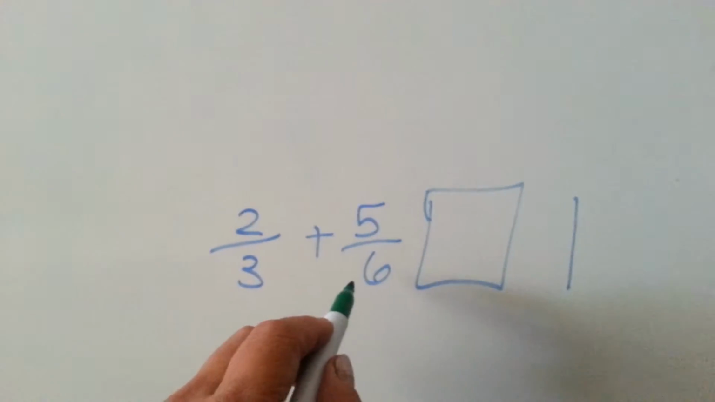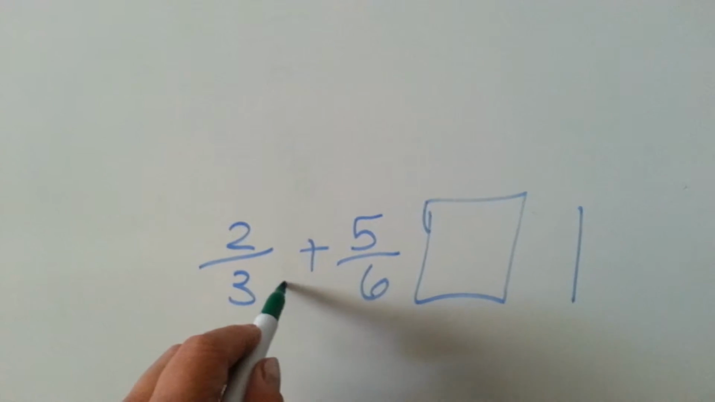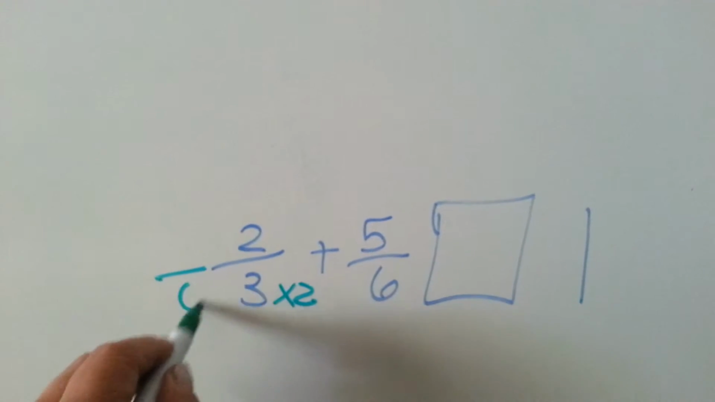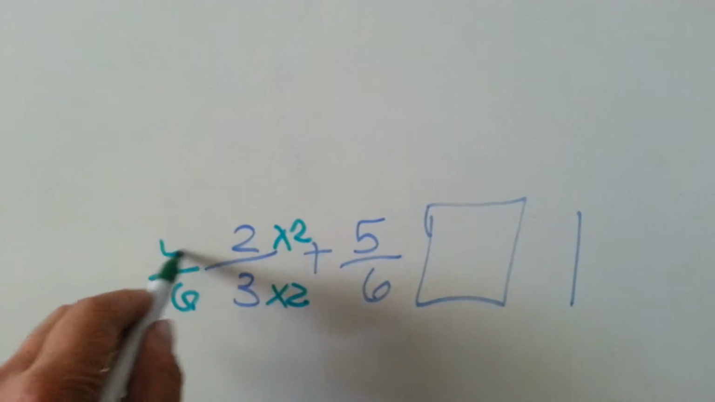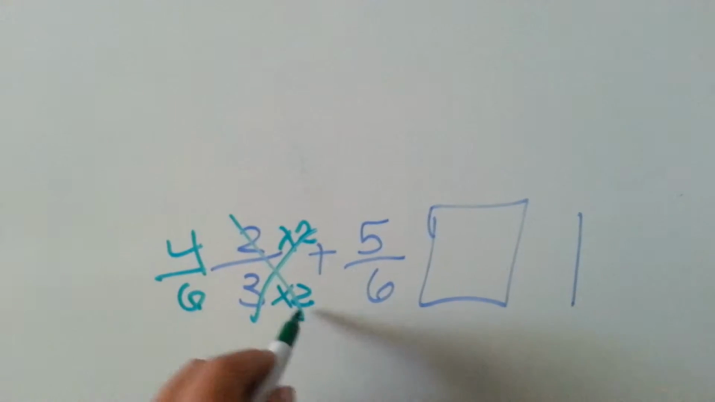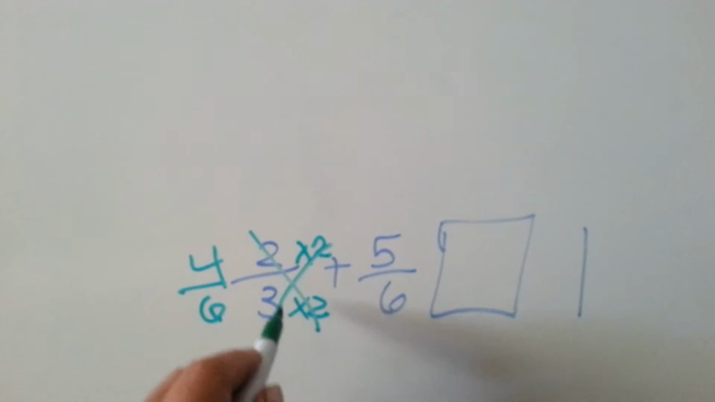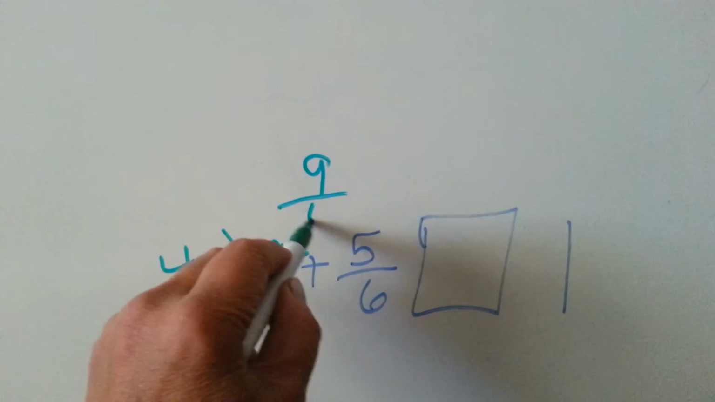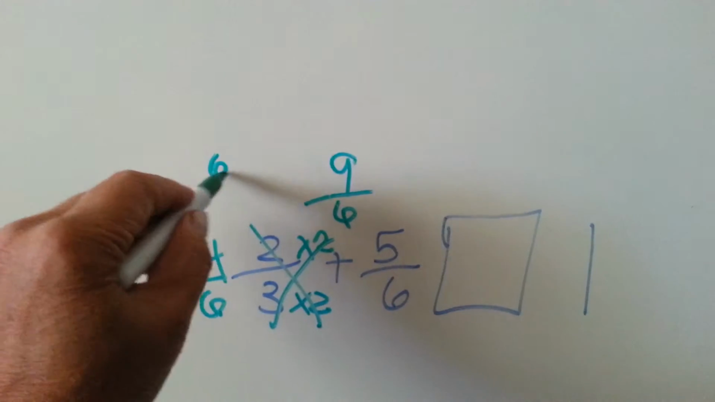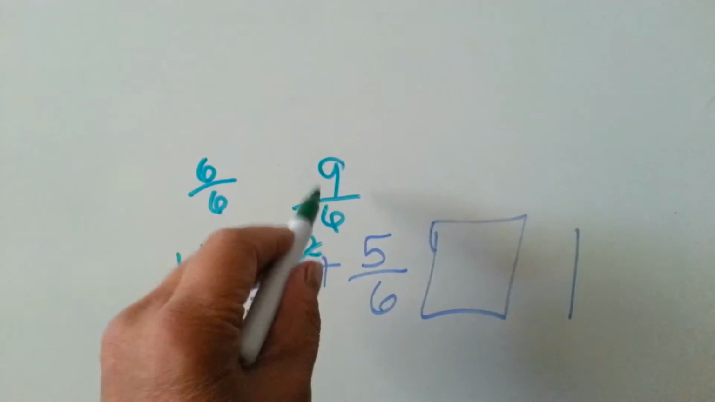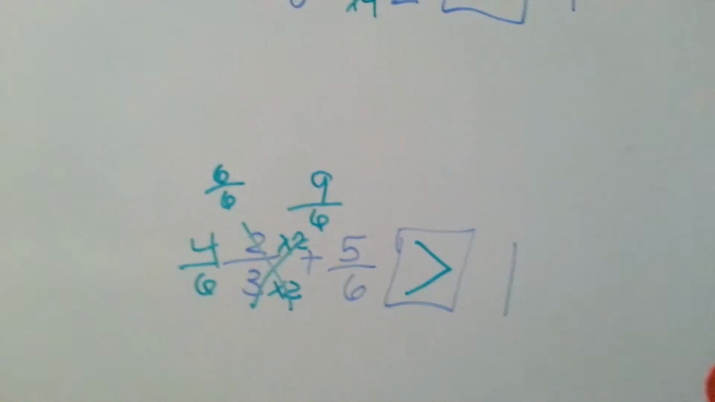2/3 plus 5/6. We need to get the denominators the same. 3 times 2 is 6. Top gets jealous. It wants to be multiplied by 2, and that becomes 4. So now you've got 4/6 plus 5/6. 4/6 plus 5/6 equals 9/6. Well, that's an improper fraction. If 6/6 is equal to 1, then this is bigger than 1. So this would be greater than, and big mouth eats big number.